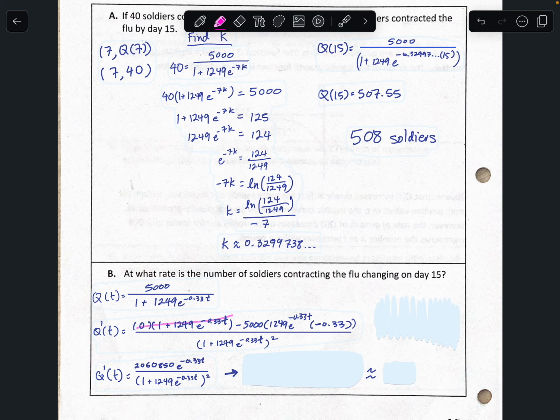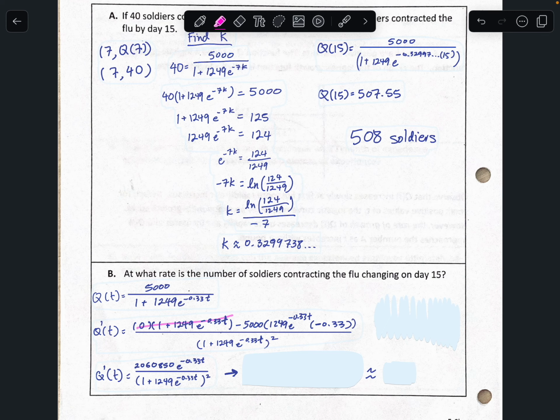Q prime equals 2,060,850 e to the power of negative 0.33t over (1 plus 1,249 e to the power of negative 0.33t) squared. Okay. So I'm doing my best to simplify as much as I can, so when I plug into the calculator, it's not as cluttered and there's less room for mistakes.